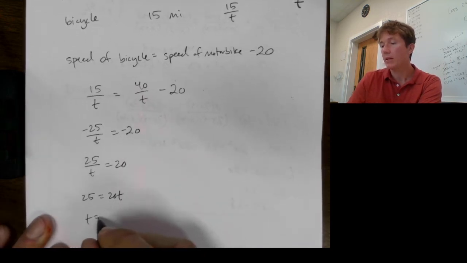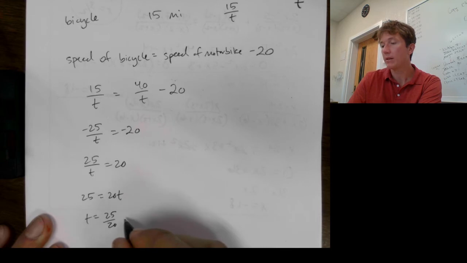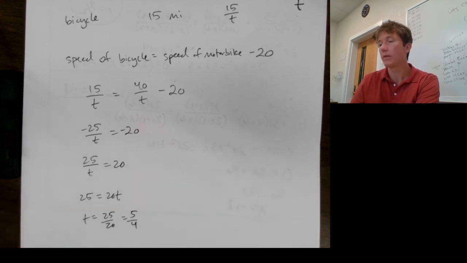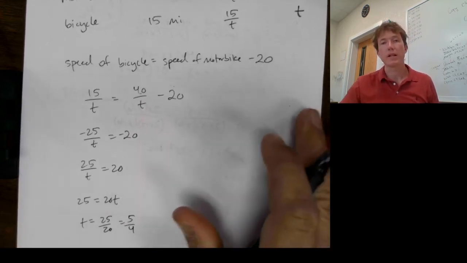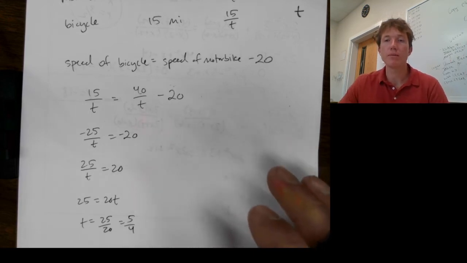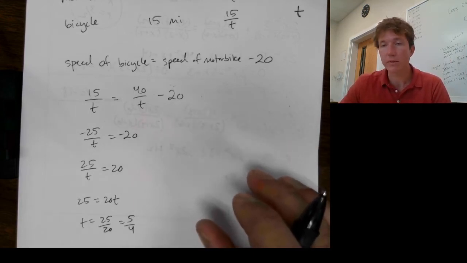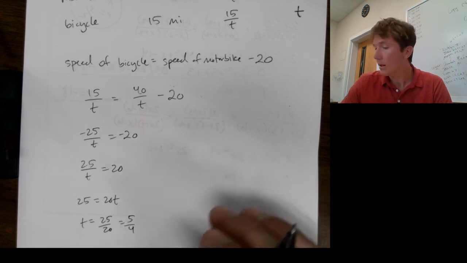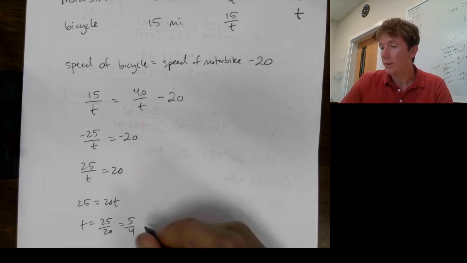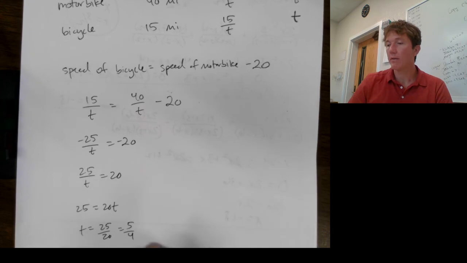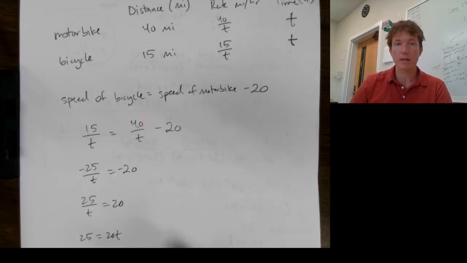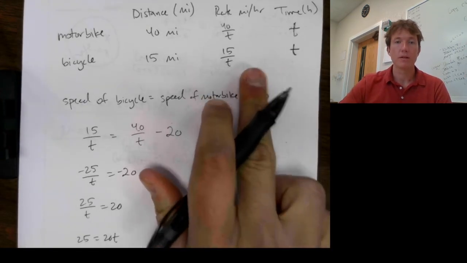So then T equals 25 over 20, or 5/4. So that's the amount of time it takes for these two wheeled contraptions to travel their respective distances. So 5/4, that's equal to T. Okay, so I'm going to take that value and I'll plug it into these two rates.